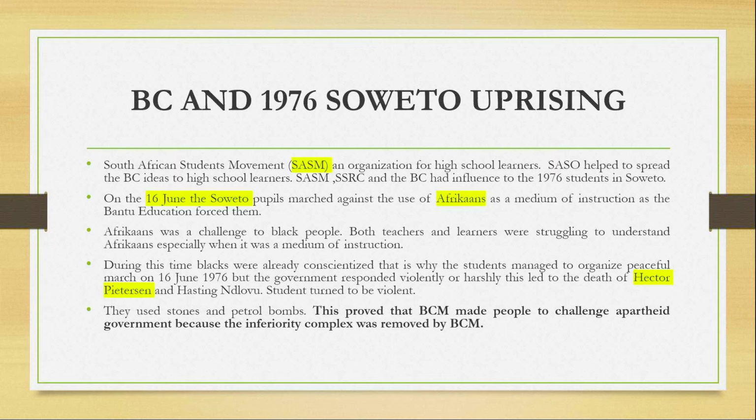Now, coming to the role played by the 1976 Soweto uprising in making black South Africans able to stand up against apartheid. Well, here you must be able to talk about the role played by ZASM, the role played by Africans, the role played by Bantu education. Then you talk about June 16. You must also allude to police brutality, which led to the death of Hector Peterson and Hastings Ndlovu. But then link it to the question; you're discussing this narratively, then argue it.